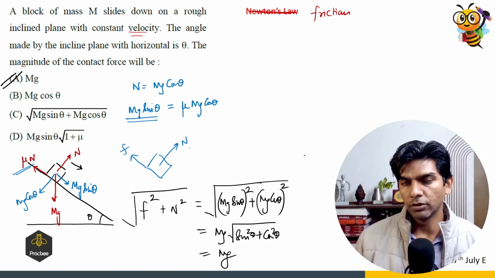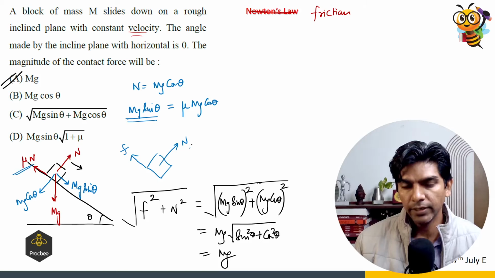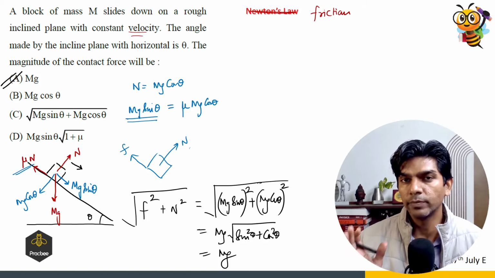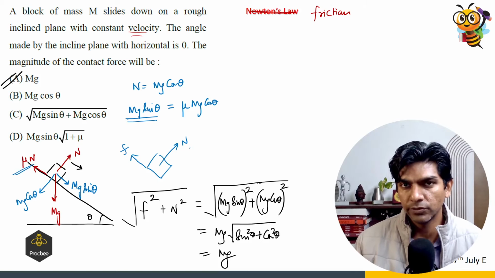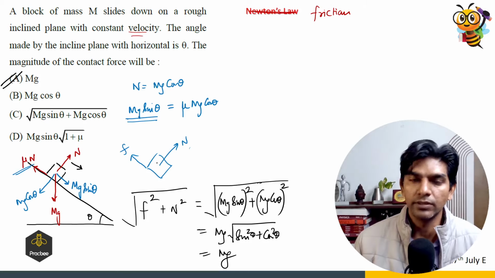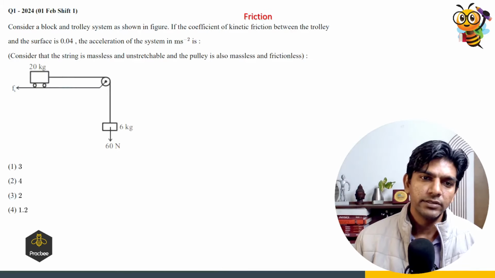If they ask for the normal contact force, then in that case we have to find n. Since they are asking about the contact force, they have not mentioned the word normal, so that's why we have found the resultant of the frictional force and the normal force. Right, so let us see this question.